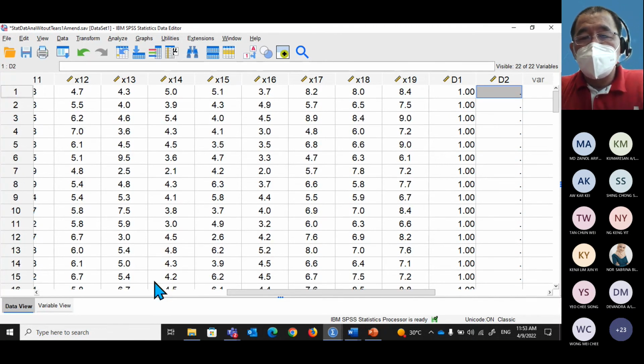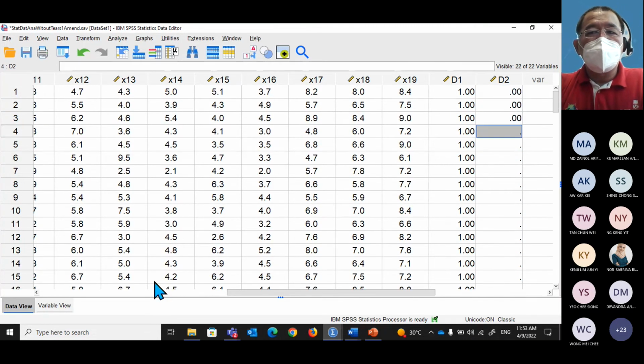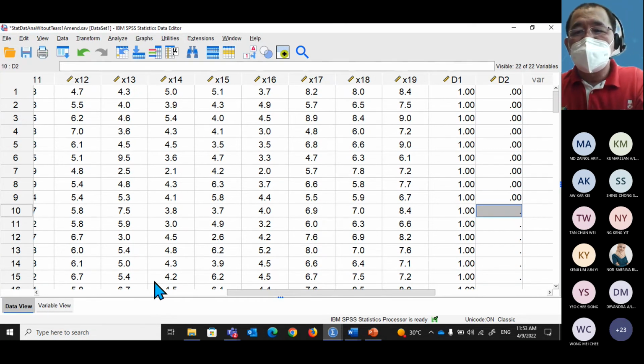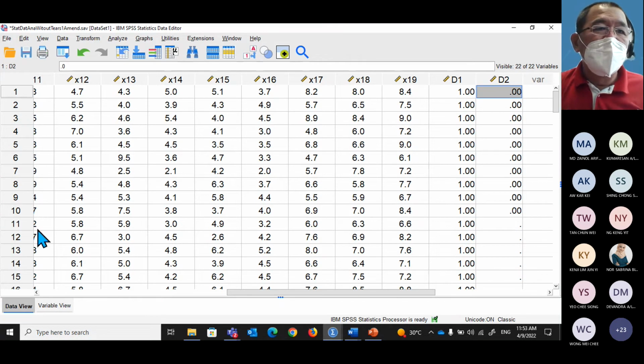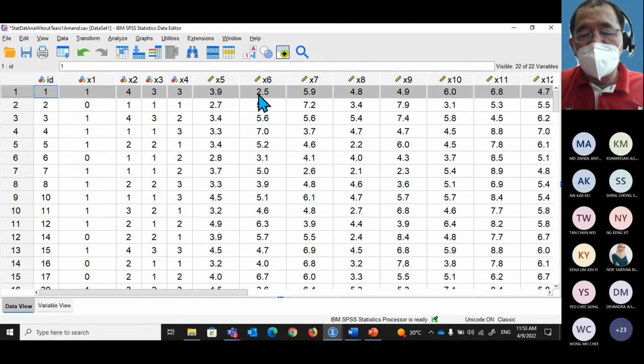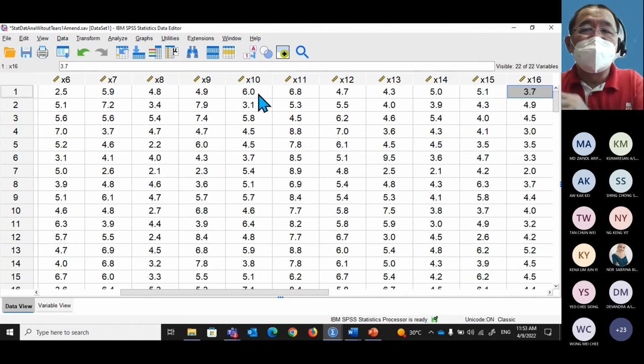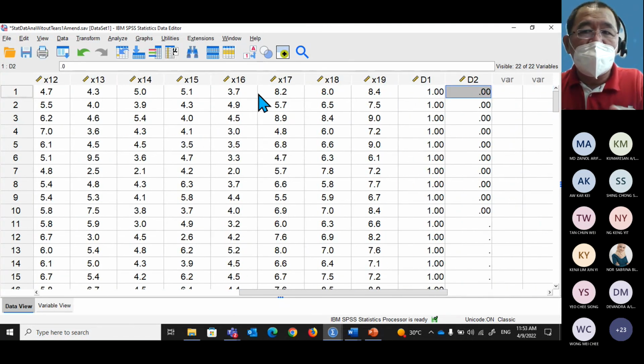So now D2 must be 0. You see, it cannot be 1 and 1. Therefore, for D2 you put in 0. 0 means not urban, because respondent 1 is already confirmed as urban. Therefore, they cannot be 1 and 1, must be 1 and 0. So respondents 1 until 50 are urban. Here is 0.